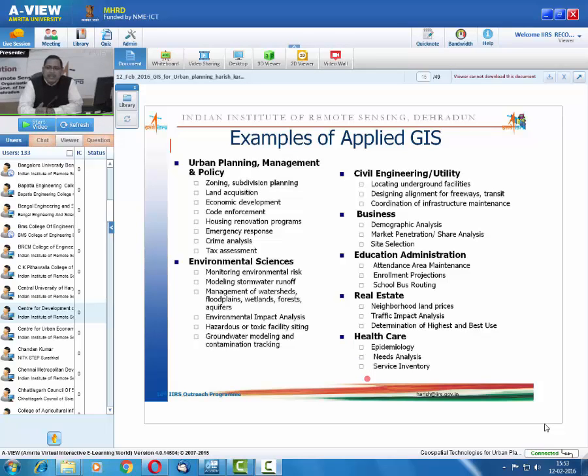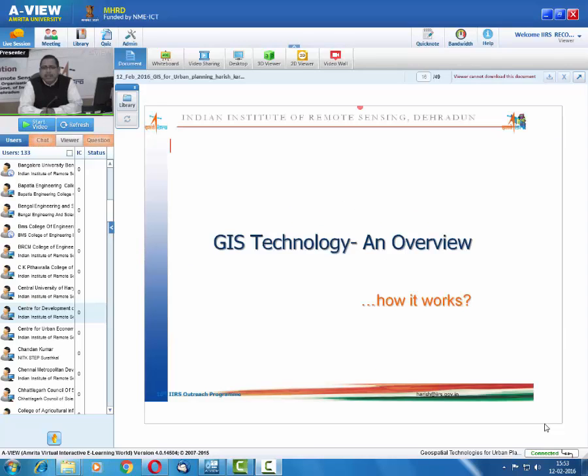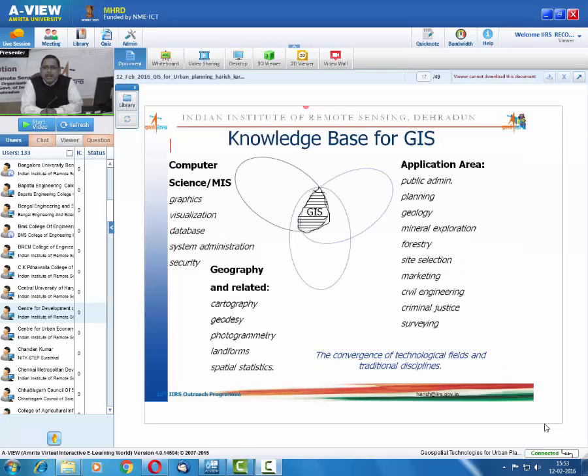So there are many such applications where the geographic information system or geoinformatics can be used. Now let us have a brief idea about this particular technology, and we'll have an overview of it. If you see here the knowledge base for GIS, it has three components. One component is basically computer science or management information system.